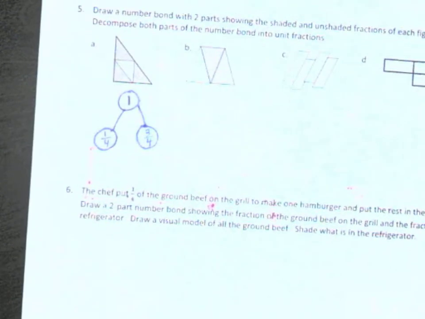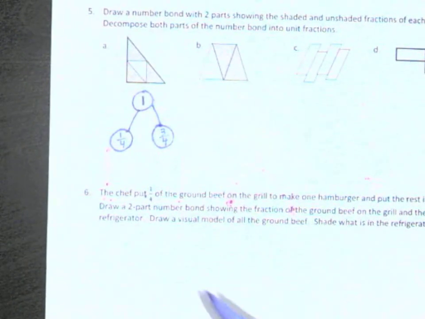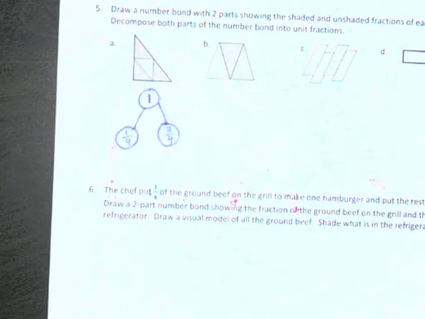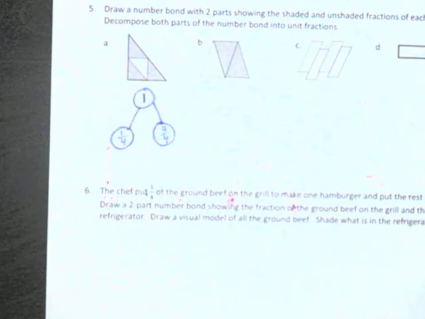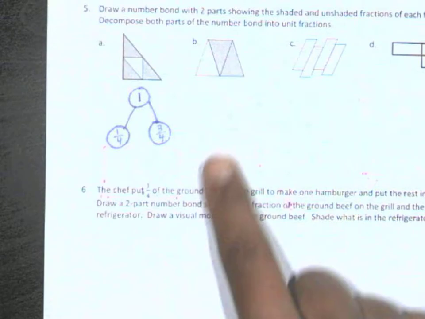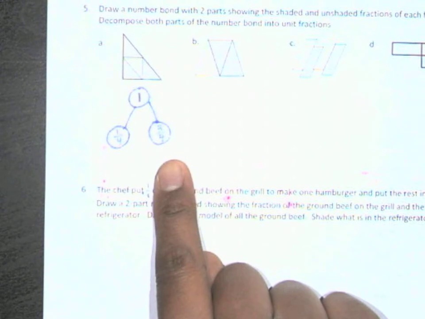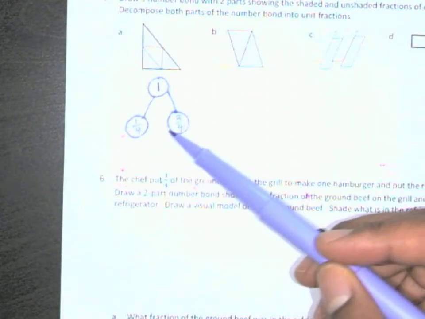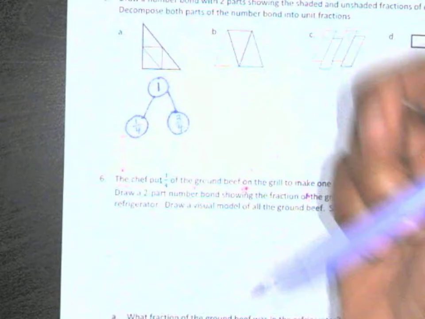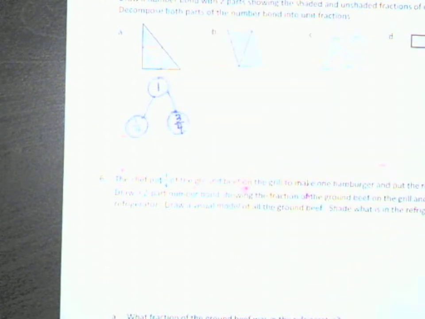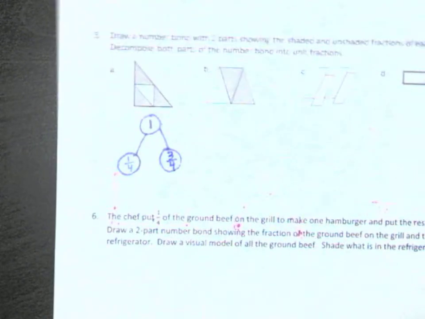Okay, so this is what you should have here. You have your 1 to represent your 1 whole, and then you have 1 over 4, and then 3 over 4. Okay, because there's 1 out of the 4 that's not shaded, and 3 out of the 4 that is shaded.